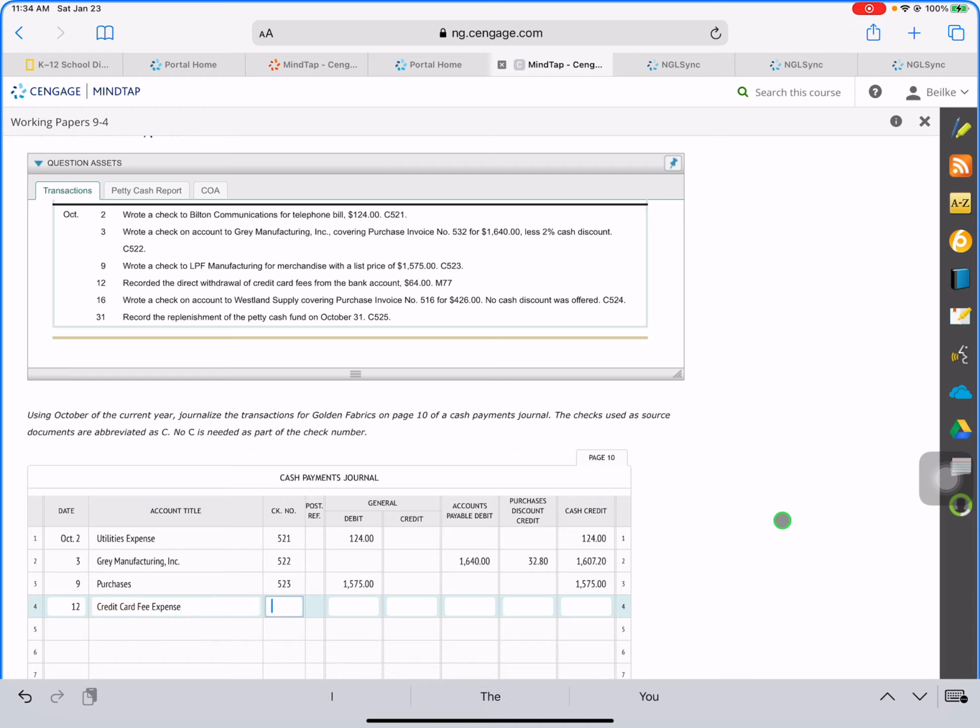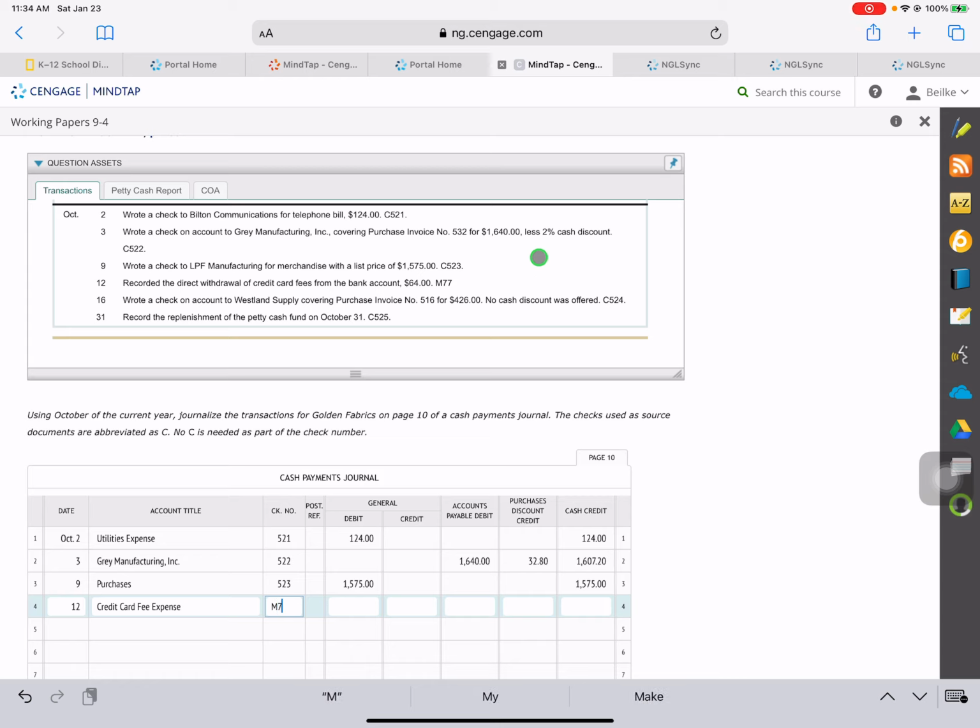Okay, it's a credit card fee expense for $64, and it's memorandum 77. So since we're not writing out a check, we have to write M77. The amount of the expense is $64, and we are paying cash, $64. So again, that paying of an expense is no different than what we did before. It's a general debit, cash credit.